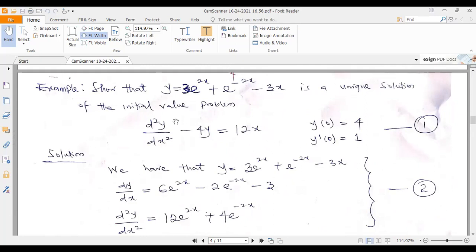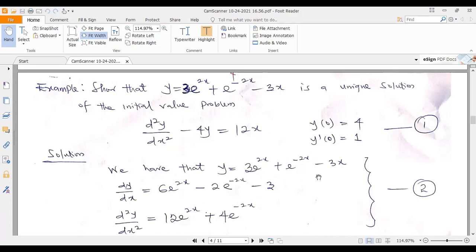Is this problem homogeneous or non-homogeneous? Non-homogeneous, thank you. Now look at the two conditions: y of 0 is 4, then the derivative of y at 0 is also 1. Now, if you look at equation 1, is this a boundary value problem or initial value problem? Initial value. We have the two conditions specified at 0.